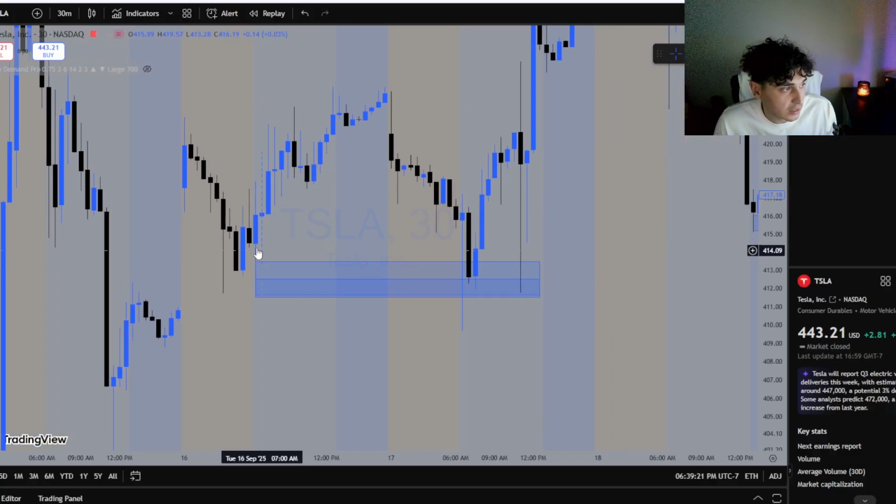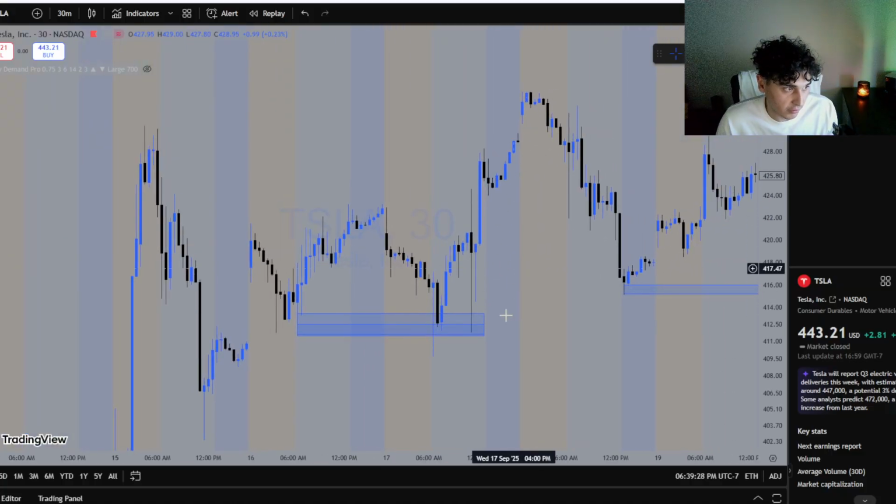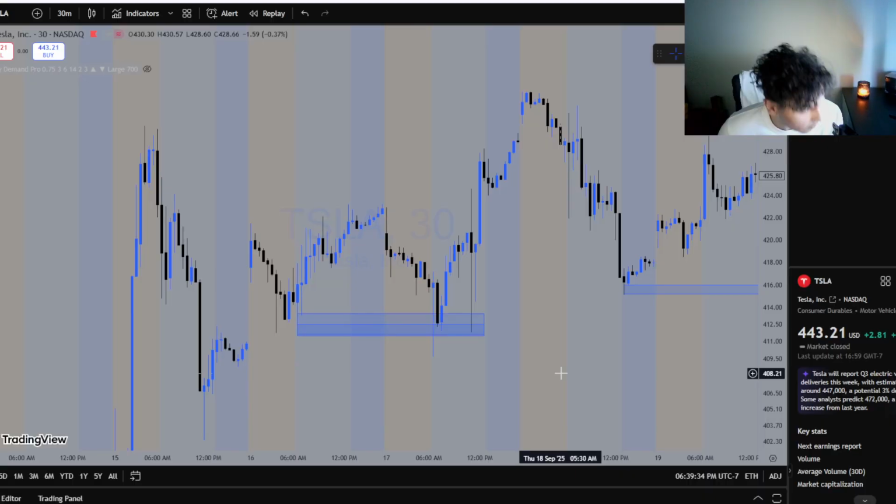Then obviously you can see price taps into the zones that we had just marked out, and we get a beautiful rejection off of it. This is the 30-minute too, and it's a massive move, right? So imagine what the 1-minute could look like. So that is going to be that for the demand zones.